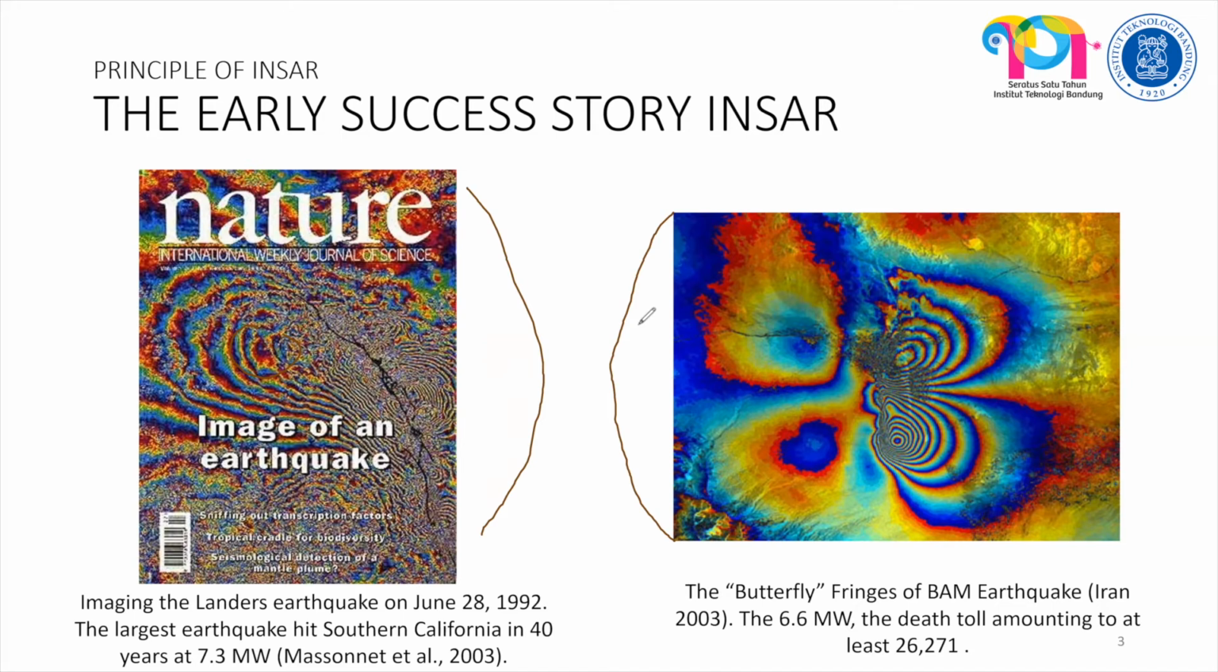But now we will shift this technology to the volcano. Of course, the characteristics of an earthquake and a volcano are different, so we will see different fringe behavior. In a volcano, it's usually difficult to get a butterfly like this. The butterfly is a good success for InSAR processing, but for the volcano it's not like this. Okay, so we will see how InSAR can work for volcanoes.